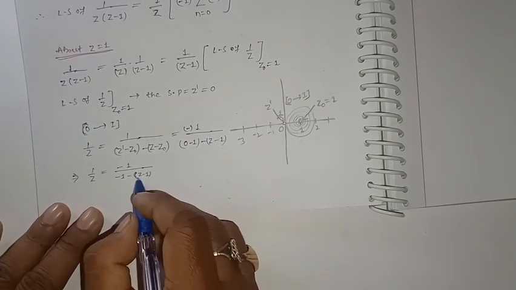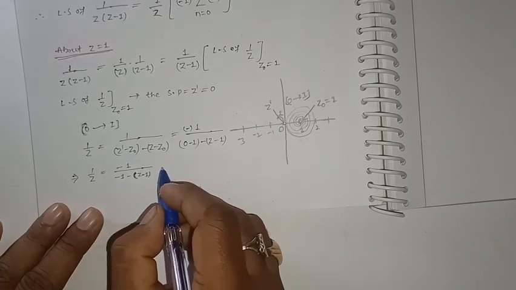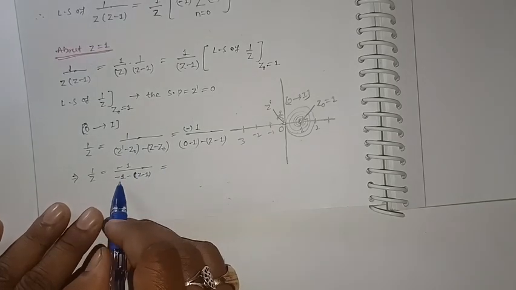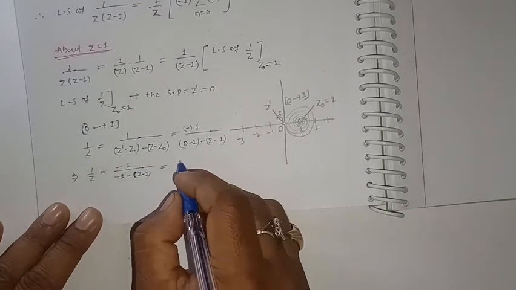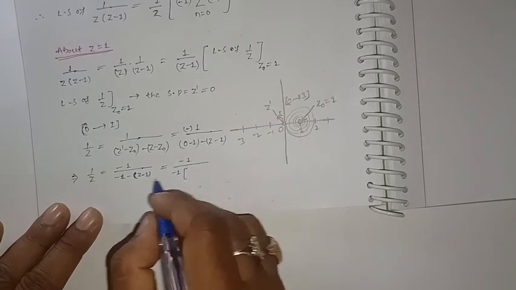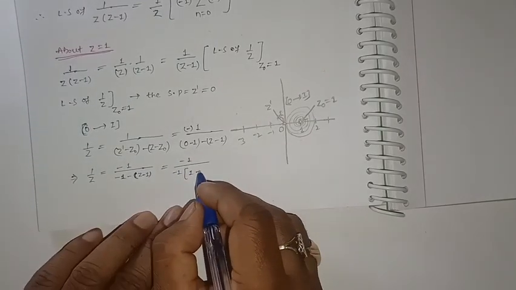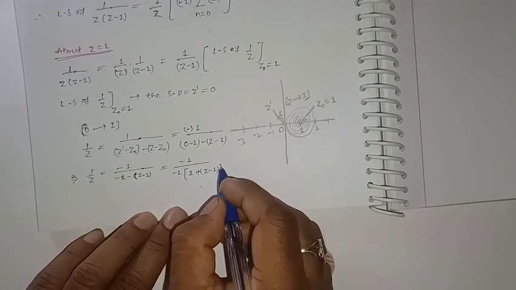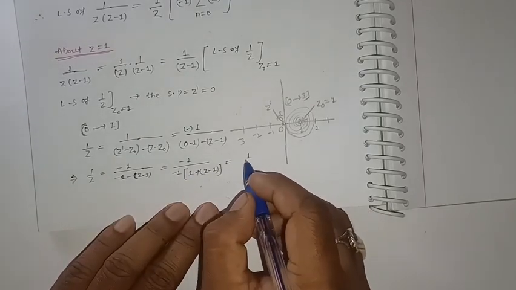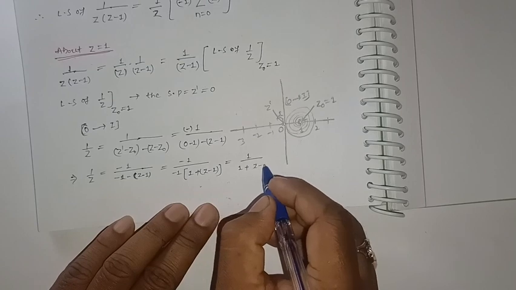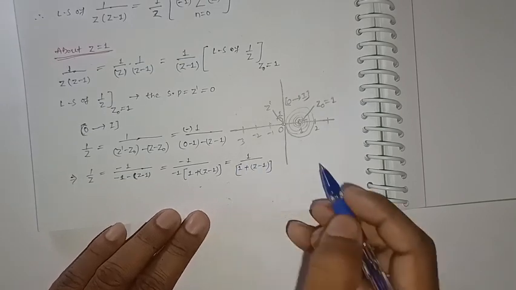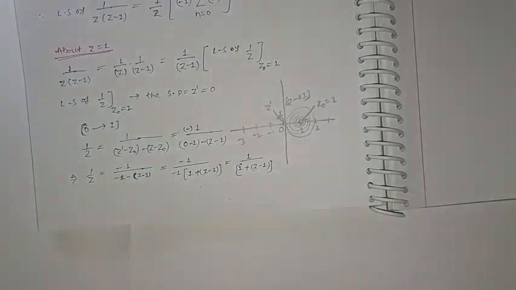I told you that you should not remove this bracket, but first take the common term from these two terms. So -1 is there, -1 common from these two terms. We found 1 plus z minus 1. Minus got cancelled. We found 1 by 1 plus z minus 1. So 1 by 1 plus z minus 1, that is in the form of what? 1 by 1 plus x.